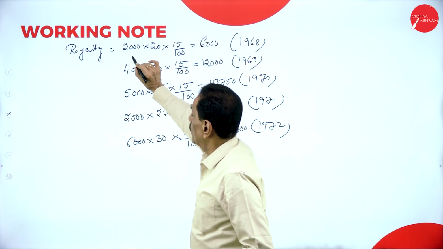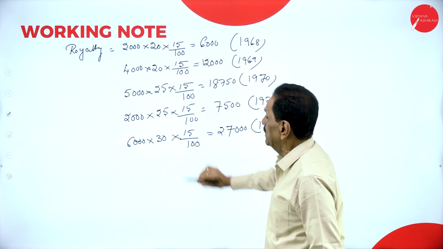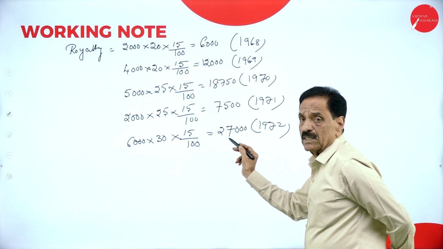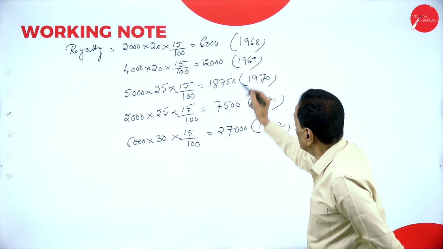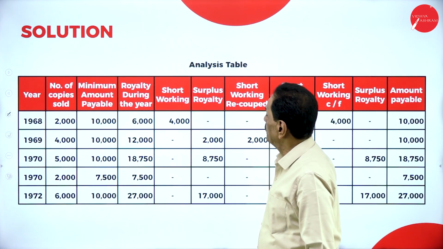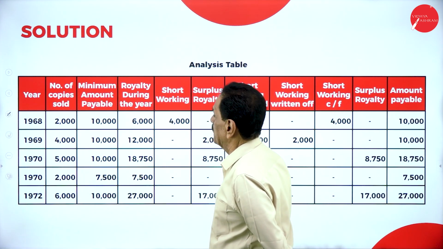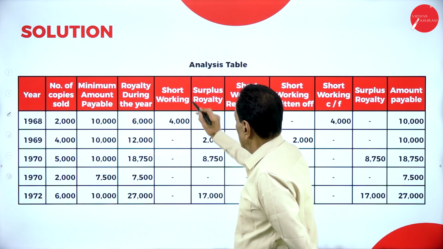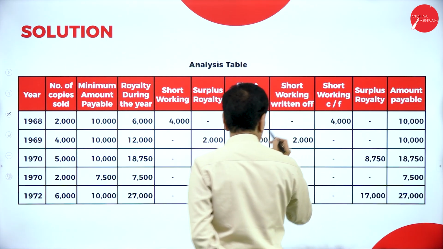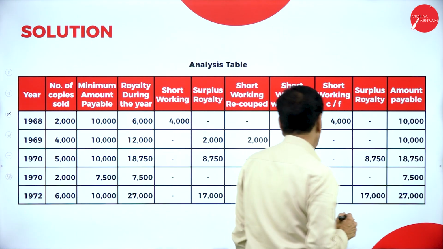So here 2,000 copies printed, per copy 20, you get royalty at 15%, 6,000; 4,000 copies, 12,000; 18,750; 7,500. These are all the royalties you have achieved. So it should be put into a chart now. Here number of copies sold, minimum amount payable, minimum rent, royalty, then short working, surplus, short working recovered, short working could not be recovered, transferred to P&L account, paid to amount payable to author.